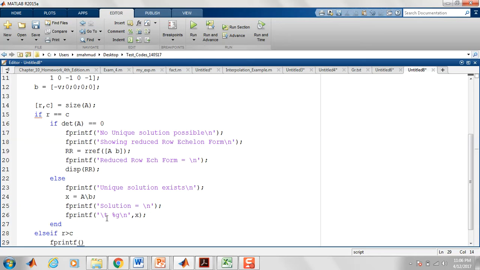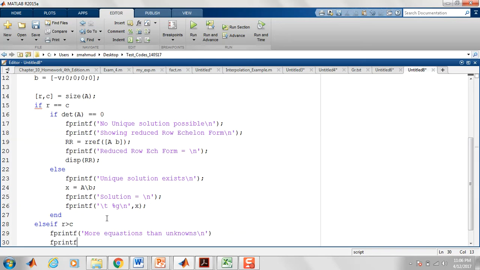printf "more equations than unknowns." printf "showing reduced row echelon form." Next line.